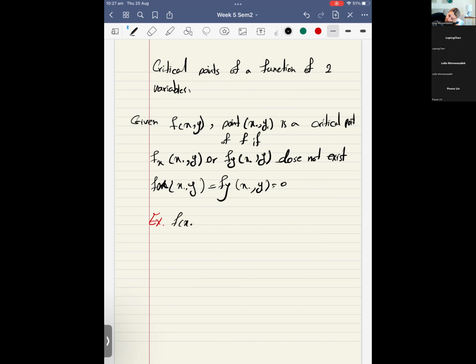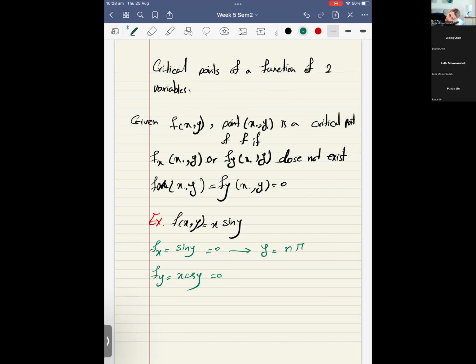f(x, y) equals x sine y. We want to find the critical points. You know that fx is equal to sine y and fy equals x cosine y, and we put both of them equal to 0. It means y should be n pi.